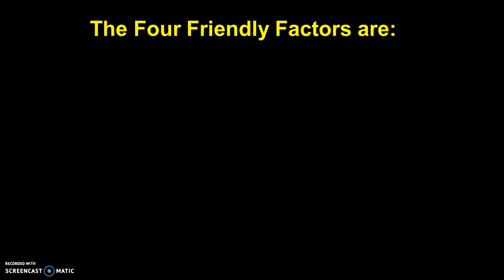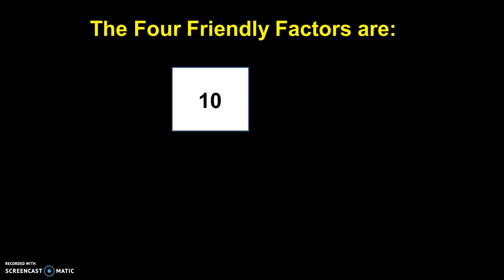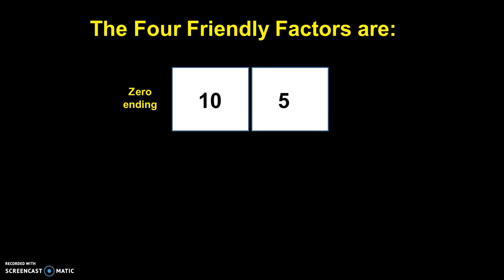The 4 friendly factors, what are they? These are 4 numbers that can be fairly easily recognized as factors of other numbers. Starting with 10. Now we know that 10 is a factor of a number if that number ends with a 0. The next one is 5. We know that 5 is a factor of a number if that number ends in a 5 or 0.